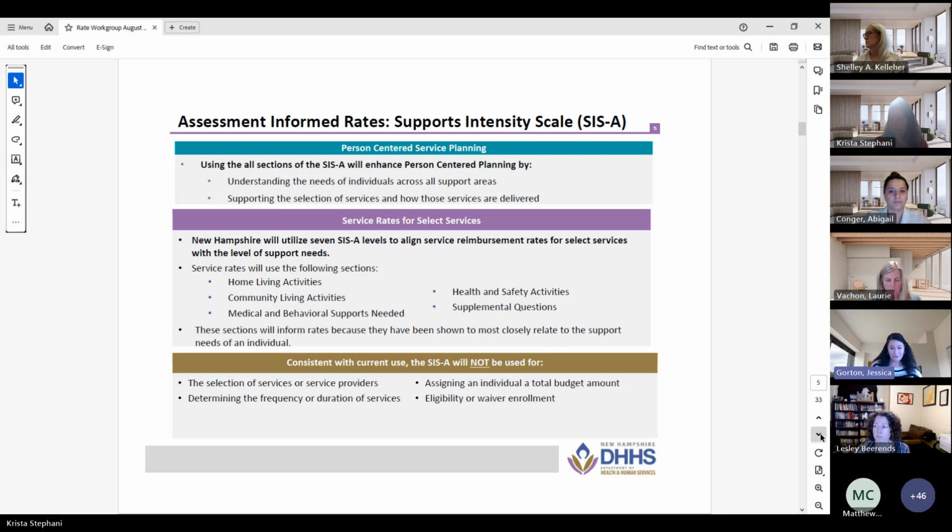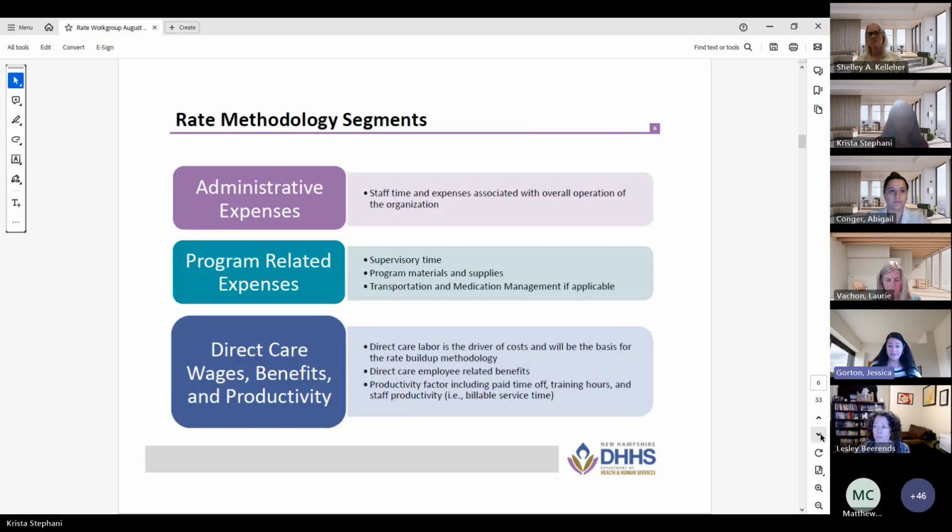Also, just as a reference, when you get the deck, in the appendix there's a listing of all of the SIS sections, if that's helpful. So folks wondering what all the sections of the SIS are will be able to see that in the appendix. Okay, now with that information, I am going to tag in our partners from Myers and Stauffer to go through some of the rate buildup information before we get into the rates themselves.